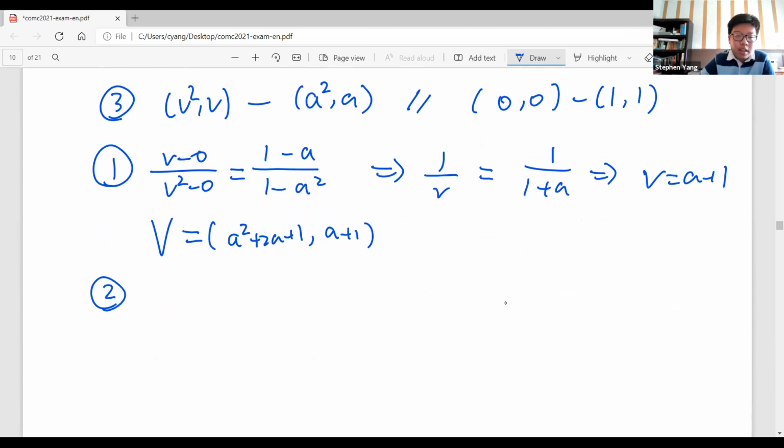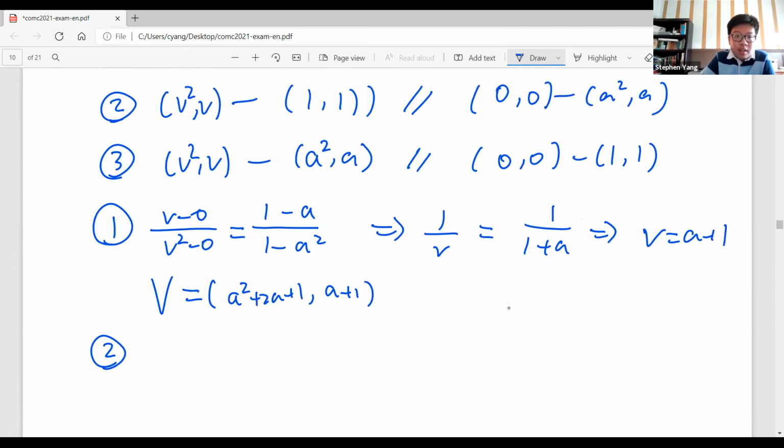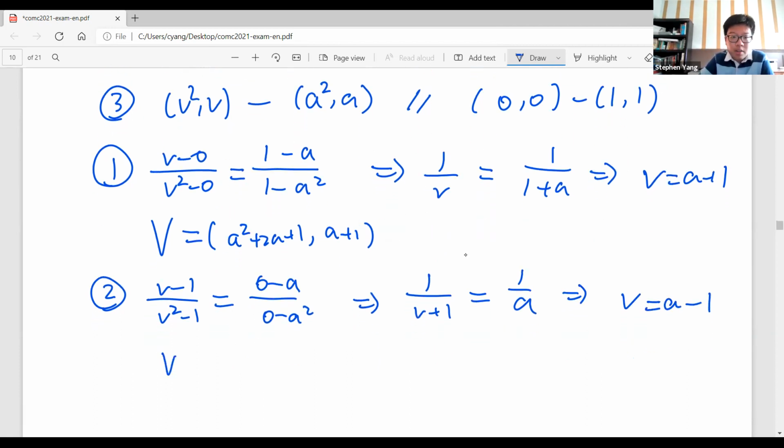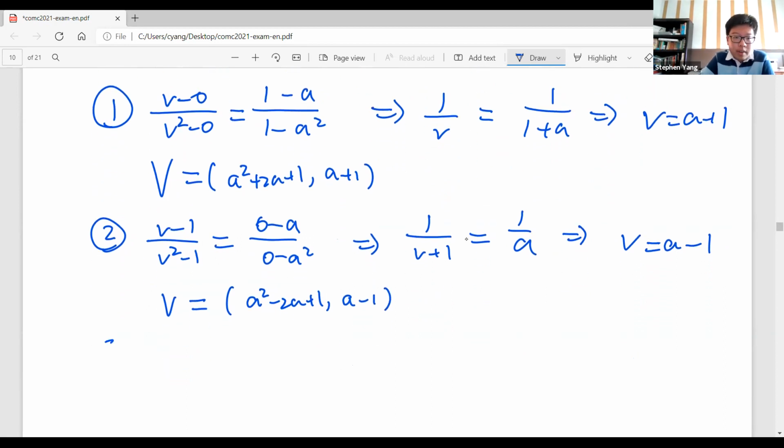Okay, now let's look at the second case. So in the second case, we have v minus 1 over v squared minus 1 is equal to, I guess, on the actual bracket, 0 minus a over 0 minus a squared. This will simplify into 1 over v plus 1 is equal to 1 over a. So this tells you that v is equal to a minus 1. So in this case, the coordinate of v is equal to a squared minus 2a plus 1, and a minus 1. Okay, now we have the last case to consider.